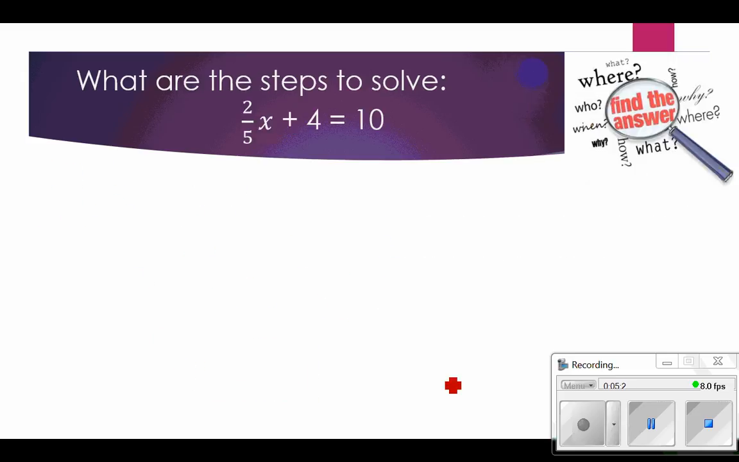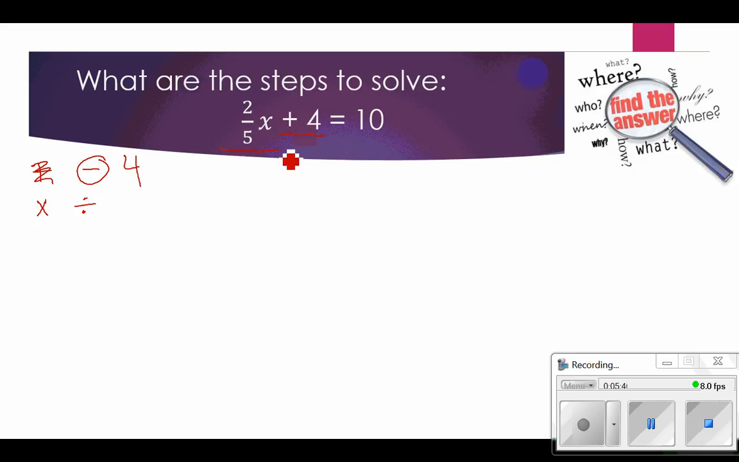Here's the next problem. 2/5 x plus 4 equals 10. So this one looks a little bit trickier because of the fraction next to the variable, but we're going to do the same thing. We're going to start with plus and minus and multiply and divide. Starting with this, I know the inverse operation of plus 4 is minus 4.